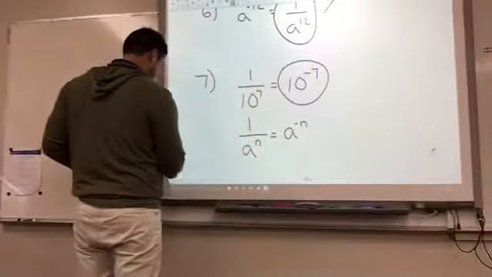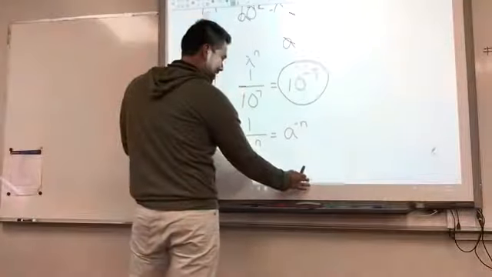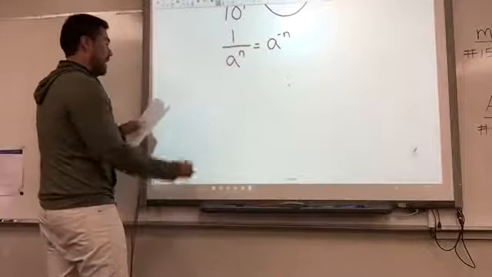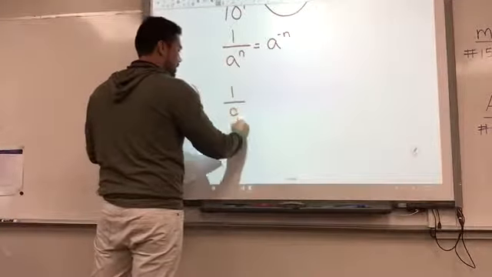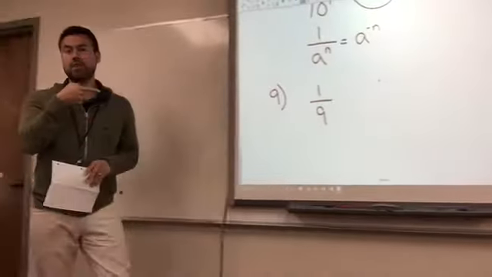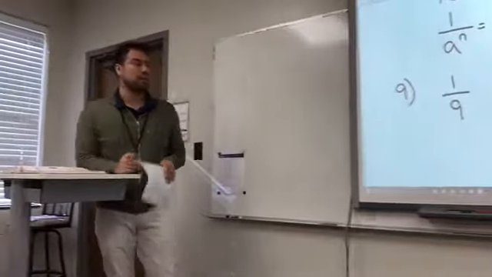Not quite. It gets tough. How do you do that? Okay, good. Number 9. That's a good one. 1 over 9. We're going to go back to this problem. We're going to look at it a different way in just a moment.